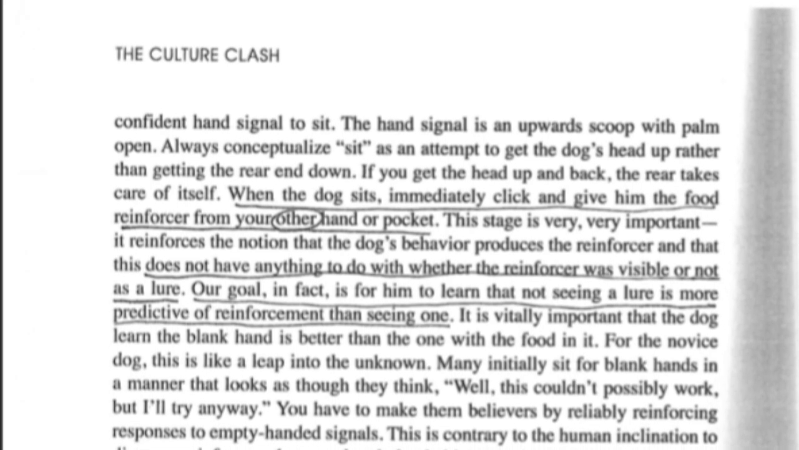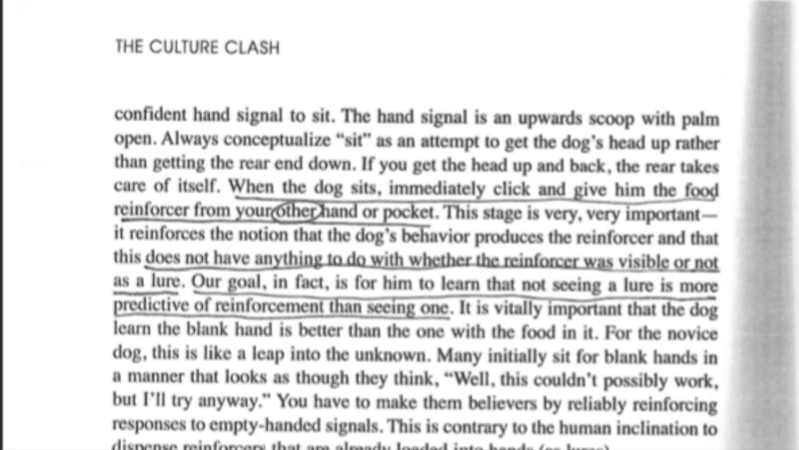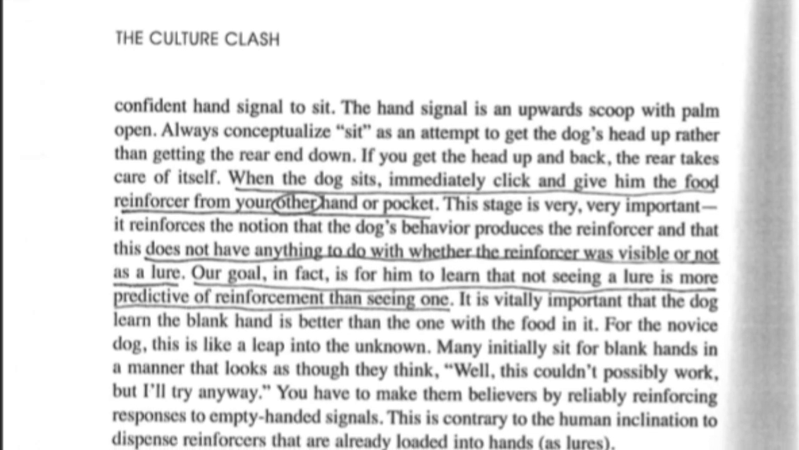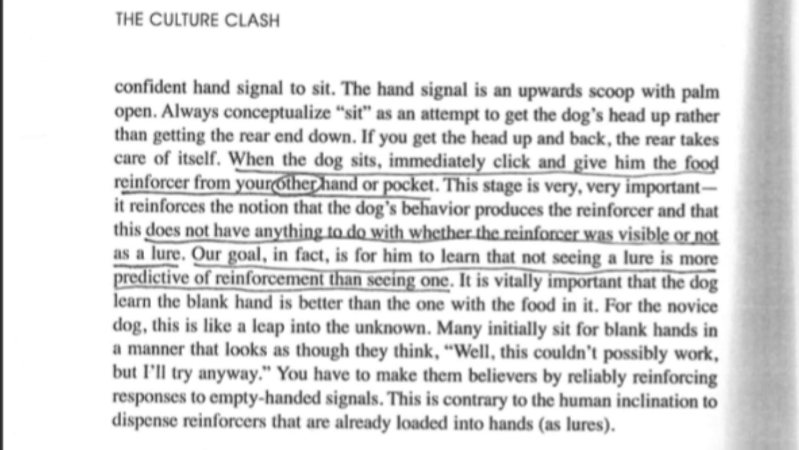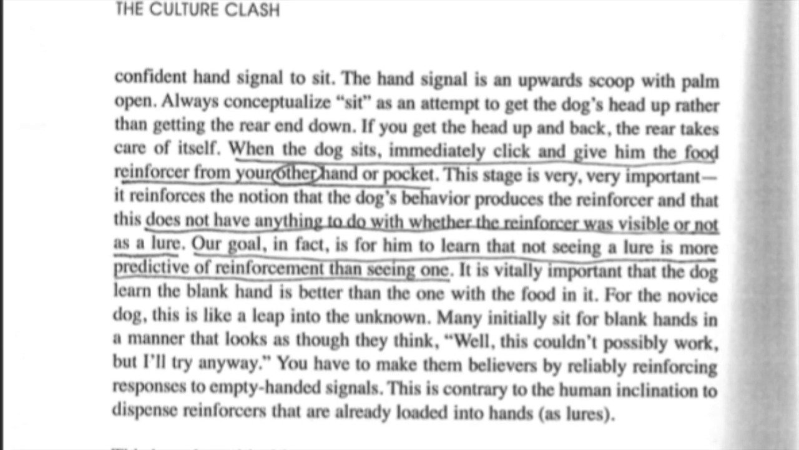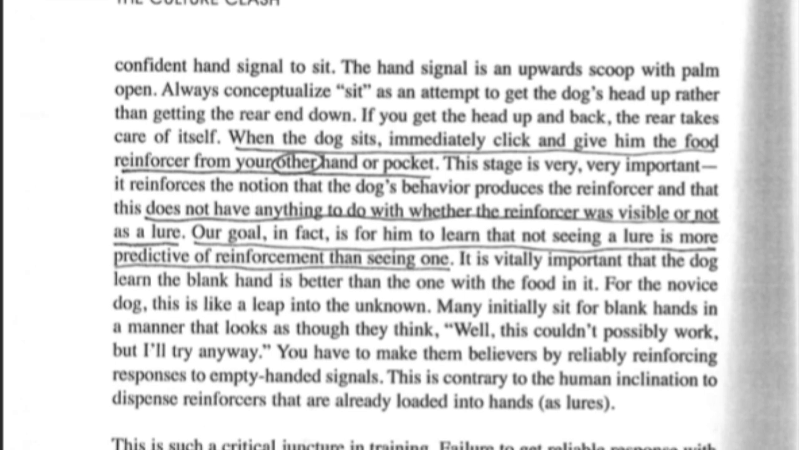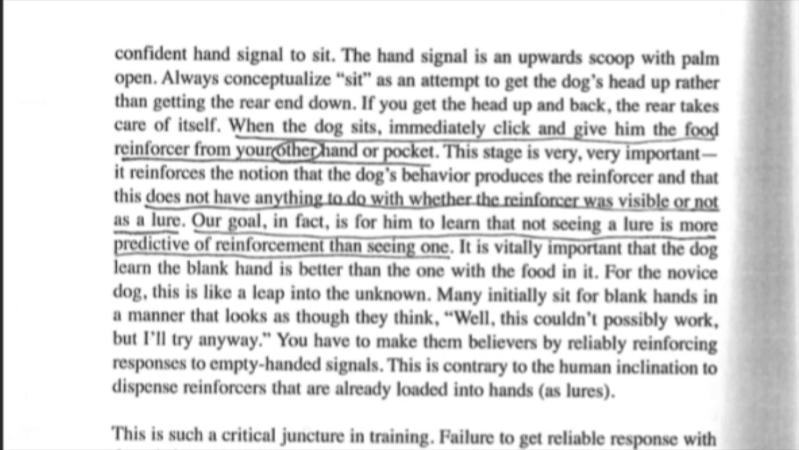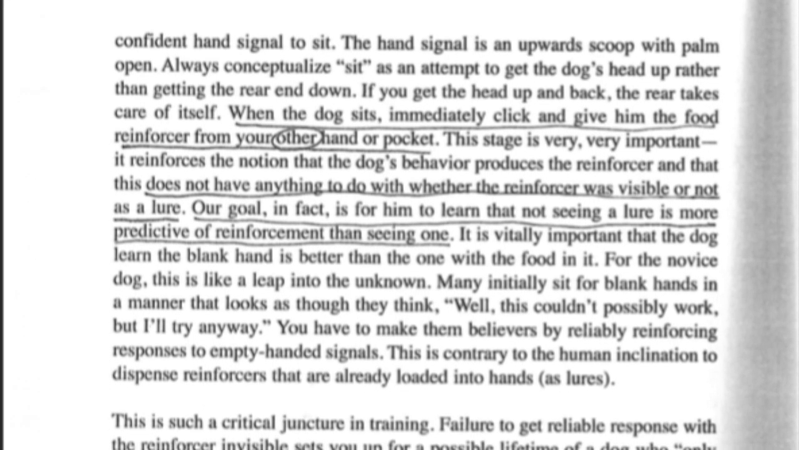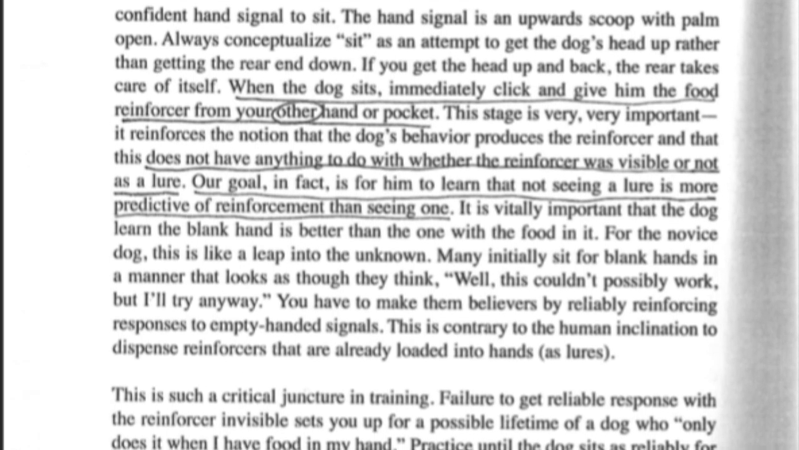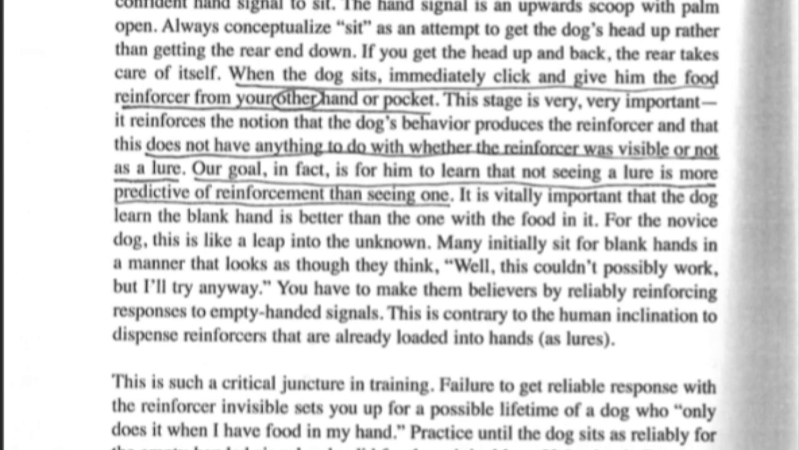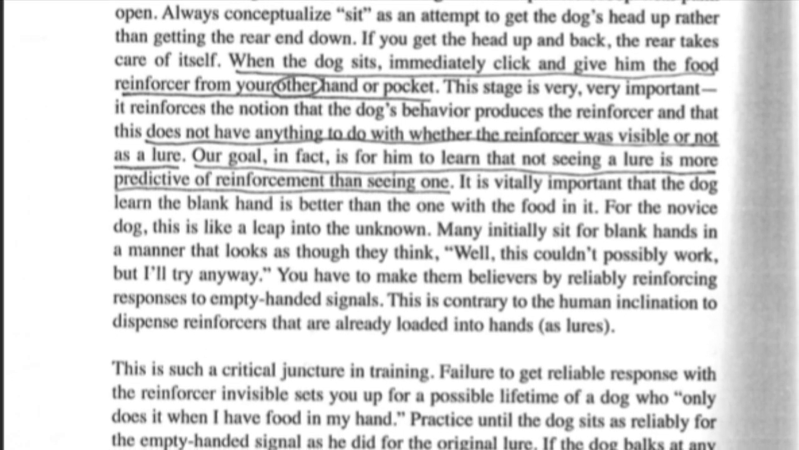This stage is very, very important. It reinforces the notion that the dog's behavior produces the reinforcer and that this does not have anything to do with whether the reinforcer was visible or not as a lure. Our goal, in fact, is for him to learn that not seeing a lure is more predictive of reinforcement than seeing one. It is vitally important that the dog learn the blank hand is better than the one with food in it. For the novice dog, this is like a leap into the unknown.